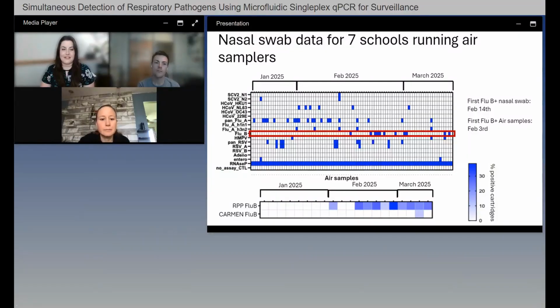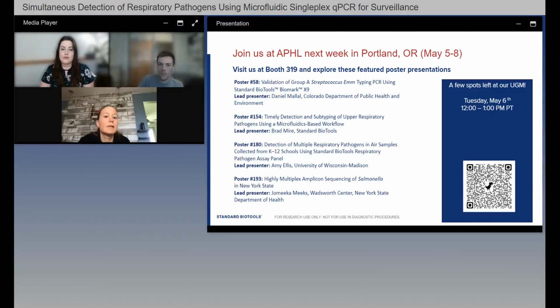Wonderful. Thank you, Dr. Ellis. All right, our next question says, it looks like you used probe-based qPCR in both studies. Was dye-based qPCR ever considered, and what factors influenced your decision to go with the probe-based approach?